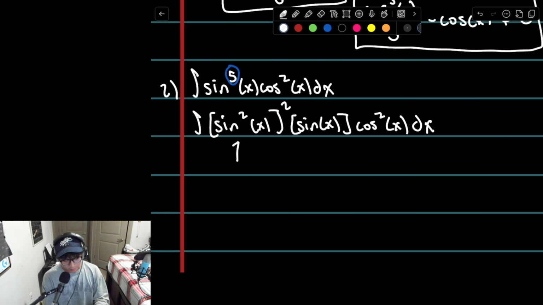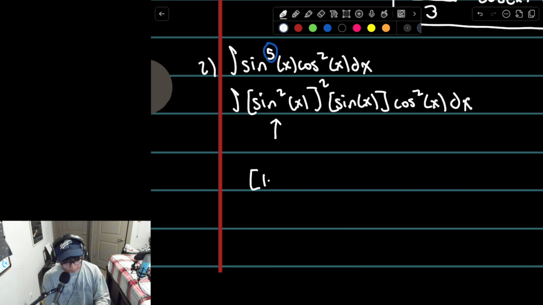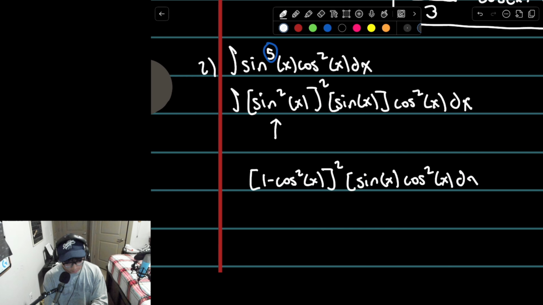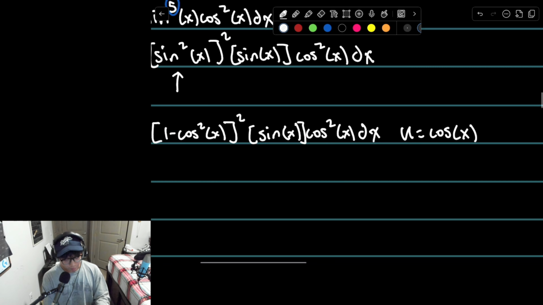Now knowing our identity for the sine squared of x, we could substitute it with our 1 minus cosine squared of x into the brackets. And don't forget the square times the sine of x times cosine squared of x dx. Now over here, we could finally do our u substitution, making u equal to cosine of x. And the reason for that is because we want to try to eliminate this sine of x right here.